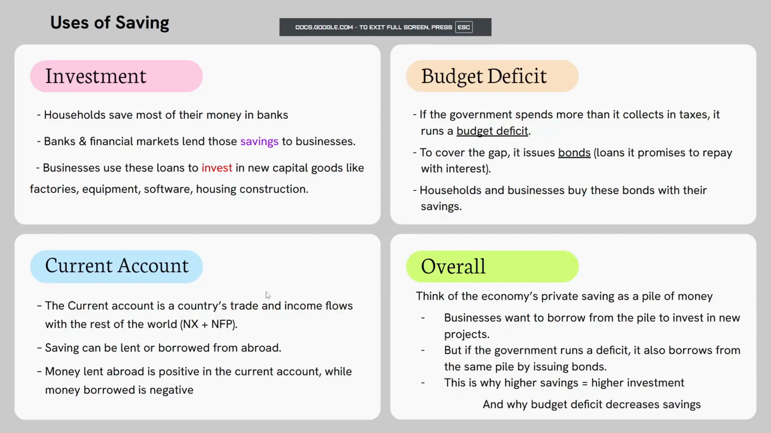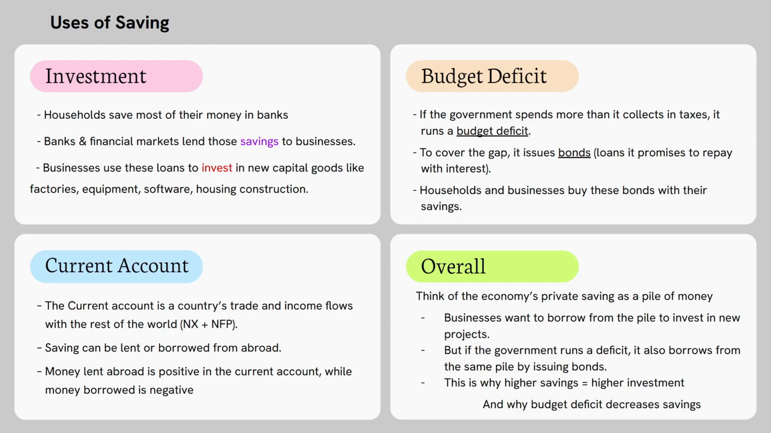And the actual last thing we're going to talk about are the 3 uses of savings. So the first one is investment. And households save most of their money in banks, and banks actually lend that money out to businesses. And so those businesses then use that money to invest in new goods like factories, equipment, software, or constructing a new office. And so that gives us the idea that savings is equal to investment, that the amount of money that somebody's saving can then just be taken out and used to invest in something else.